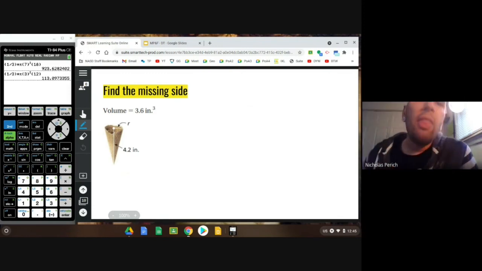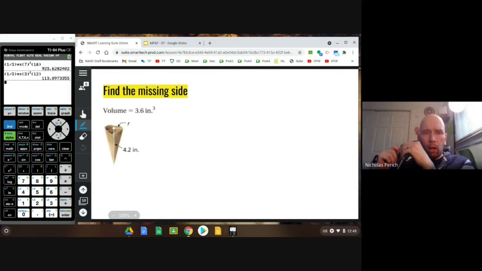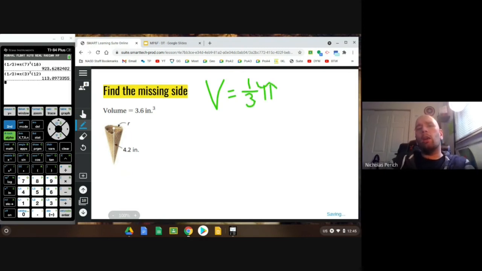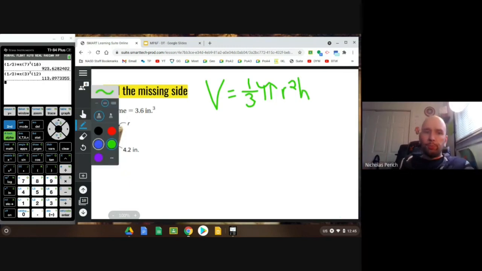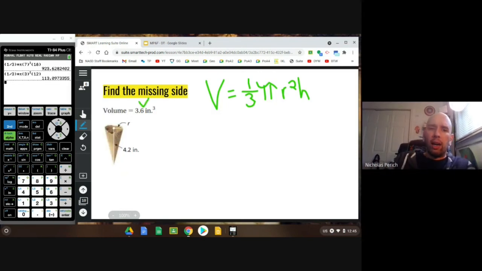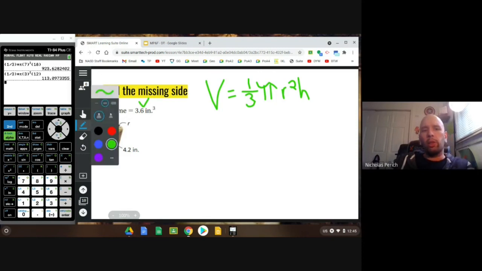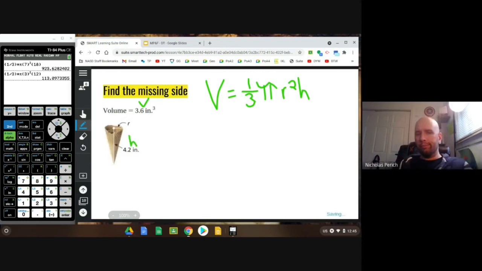I'm supposed to find the missing side of this ice cream cone, and I seem to be missing r. So this is what I'm going to do. I'm going to write out my formula. The formula is going to equal 1/3 pi r squared h. Let's label what we know. What we know is volume is that guy, V. I know that that's my height. So let's plug everything in.